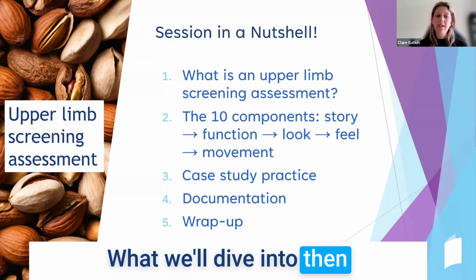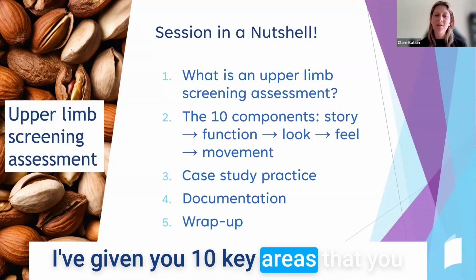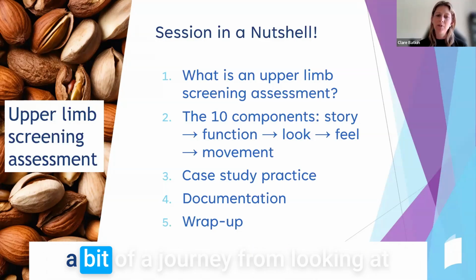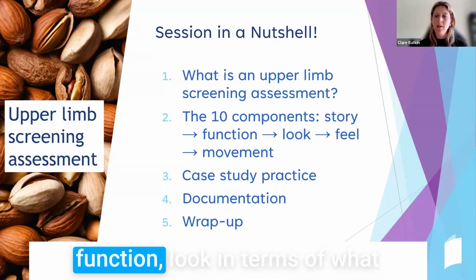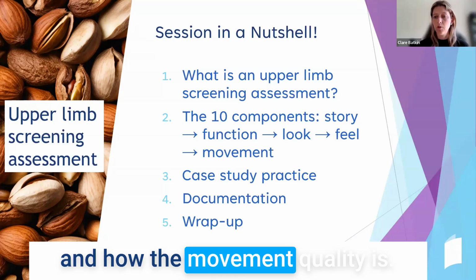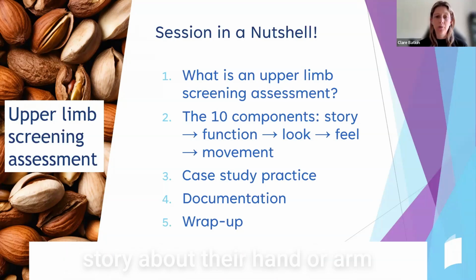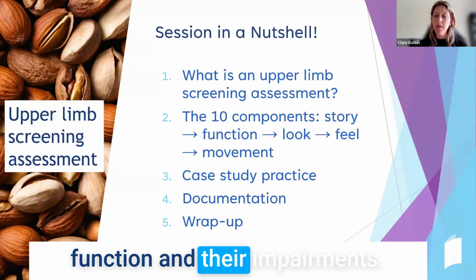What we'll dive into then is the 10 components. To hopefully make it a little bit easier, I've given you 10 key areas that you need to look at, and it'll go through a bit of a journey from looking at function, in terms of what things look like, what things feel like, and how the movement quality is. So the 10 components are firstly history. So you're listening to the client's story about their hand or arm function and their impairments.